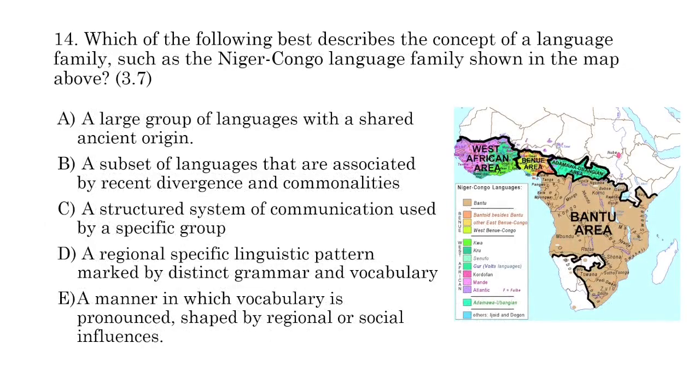Which of the following best describes the concept of a language family, such as the Niger-Congo language family shown in the map above? The map's pretty useless, actually. We're just looking at the definition of a language family. A language family is just a large group of languages that share a common ancient origin. B could be a language group or a language branch. C is a language. D looks like a dialect. And E is an accent. So you just got to know those basic vocab words.